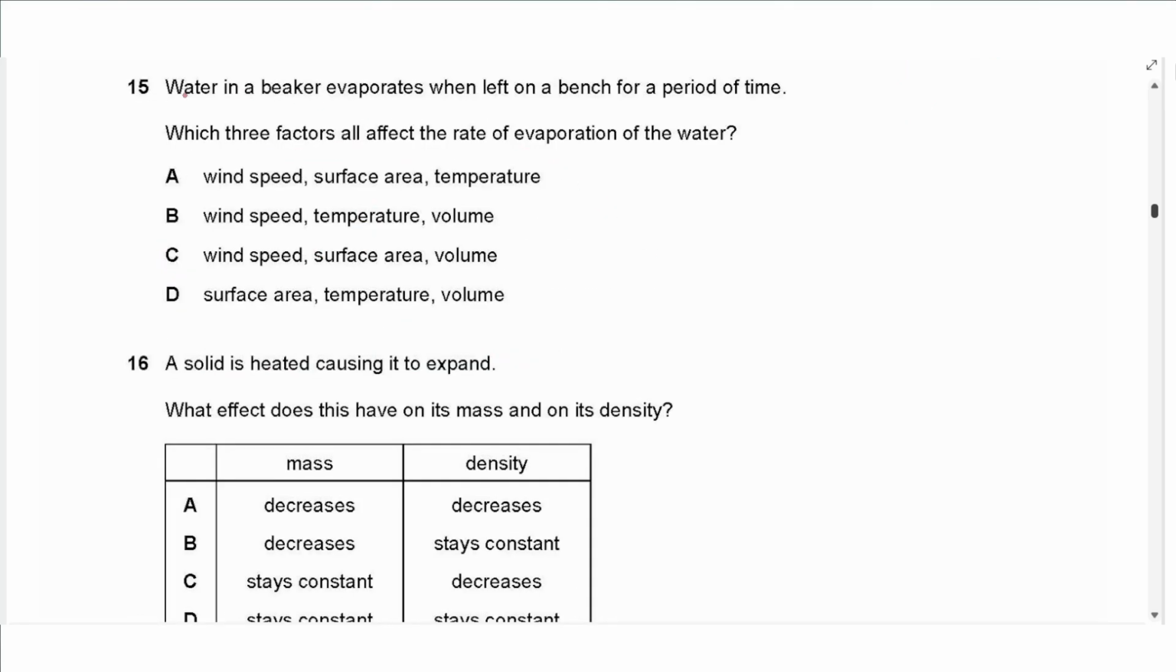Question 15 says, water in a beaker evaporates when left on a bench for a period of time. Which 3 factors all affect the rate of evaporation of the water? Wind speed, surface area, and temperature. Yes, these all affect the rate of evaporation. In the other options, volume does not affect it, so it's A.